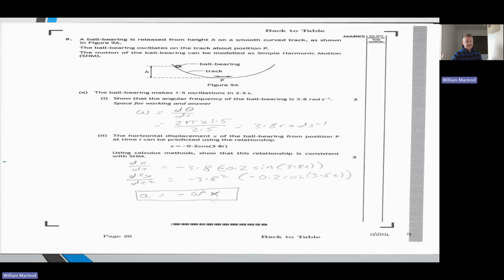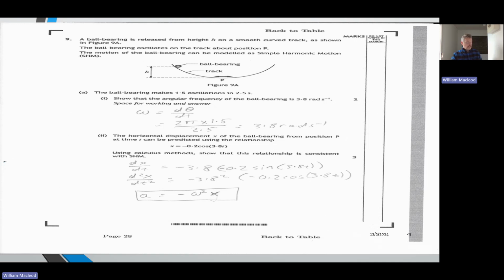Okay, so next question there. We've got a ball bearing released from height h on a smooth curved track as shown in figure 9a. The ball bearing oscillates in the track about position P. The motion of the ball bearing can be modelled as simple harmonic motion. The ball bearing makes 1.5 oscillations in 2.5 seconds. Show that the angular frequency of the ball bearing is 3.8 radians per second.